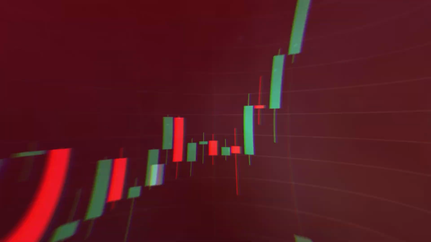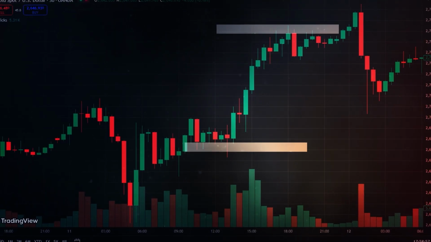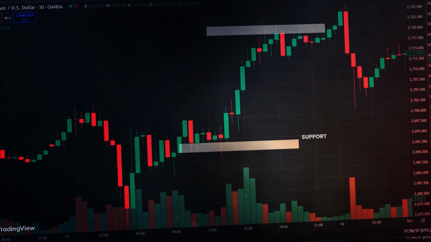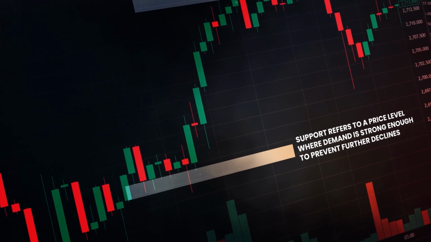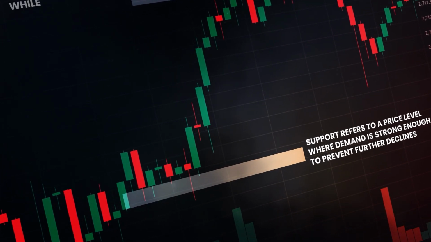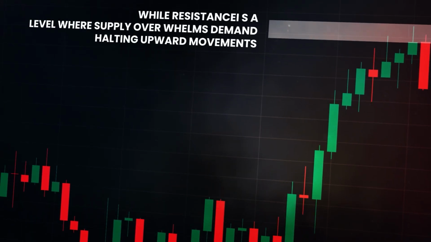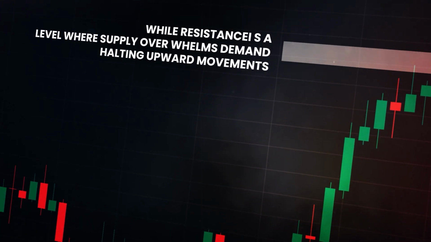And that leads us to the next category, which is support and resistance. Key levels such as support and resistance are crucial in market structure. Support refers to a price level where demand is strong enough to prevent further declines, while resistance is a level where supply overwhelms demand, halting upward movements. You can think of it like your ceiling and your floor. The floor is always going to be your support. The ceiling is always going to be your resistance.